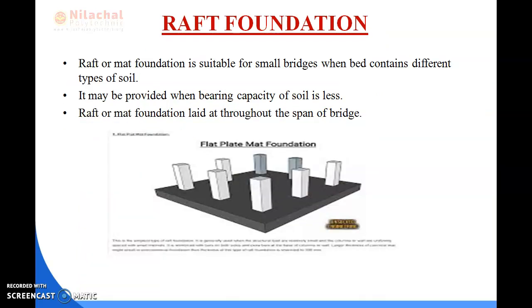So raft or mat foundation is suitable for small bridges when the bed contains different types of soil. Okay, in that condition we are using raft foundation, and it may be provided when the bearing capacity of the soil is very less. And the raft or mat foundation, which is constructed by RCC slab, is laid throughout the span of the bridge. See here in this picture, the RCC slabs are laid throughout the span.